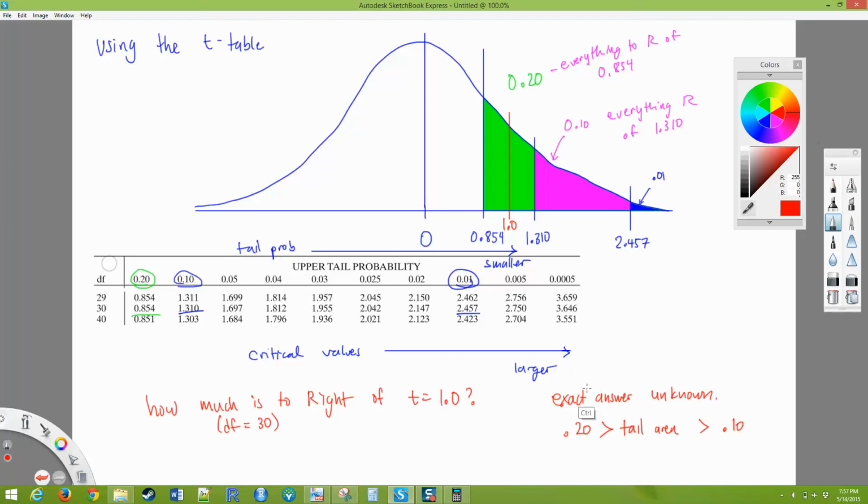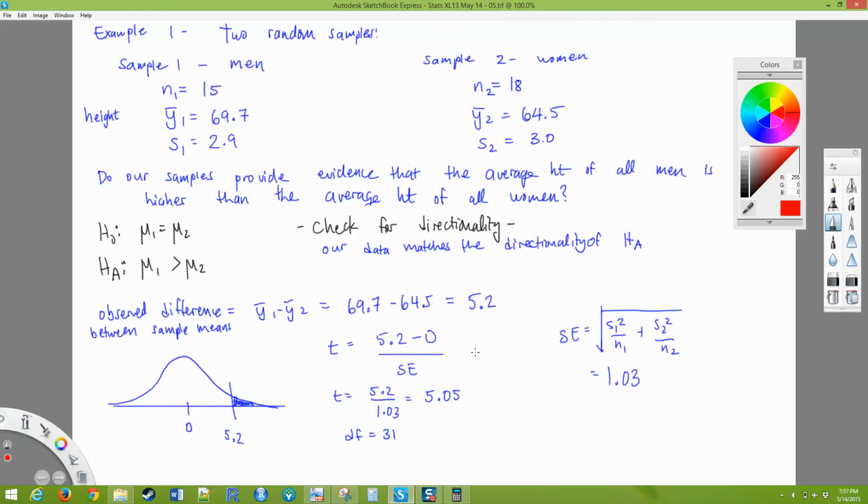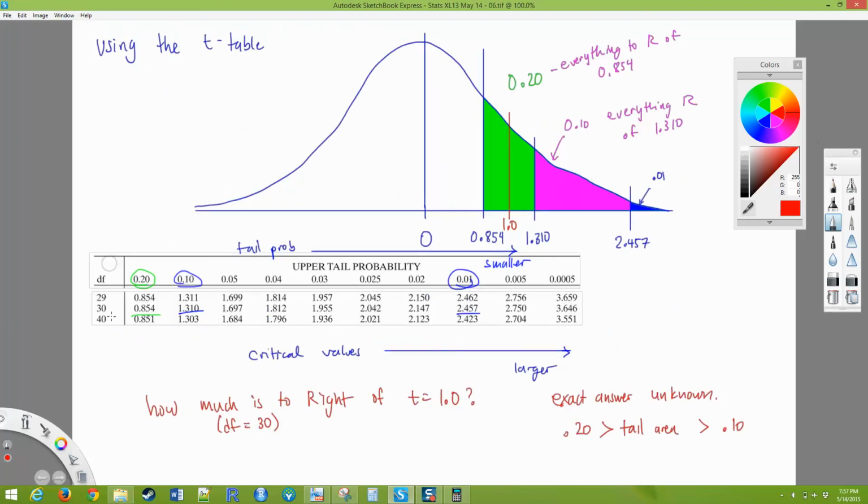Okay, so that's how we use the t-table. So if we go back a page, going back to the problem that we were working on, if our resulting statistic 5.2 has a t-score of 5.05, what is the resulting tail area? 30 degrees of freedom. Okay, so 30 degrees of freedom.